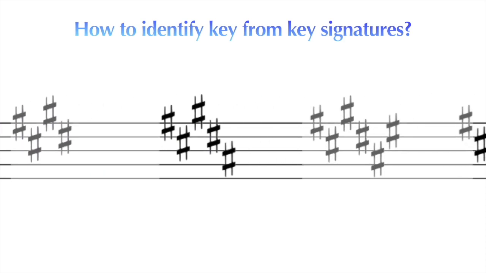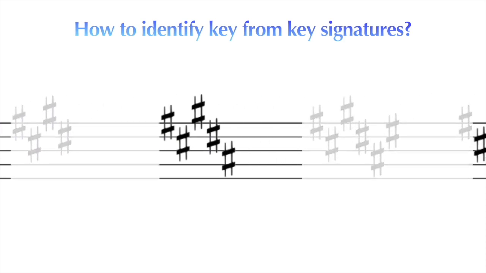Okay, what key is this? Can we get the answer in 3 seconds? 1, 2, 3. The last sharp is A sharp. 1 semitone higher will be B major.